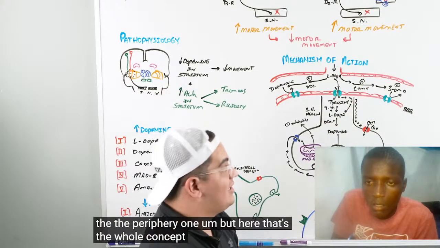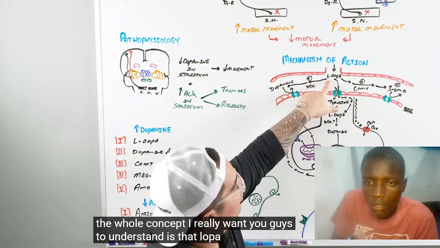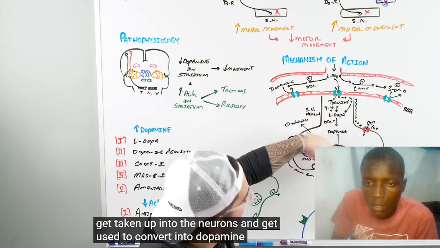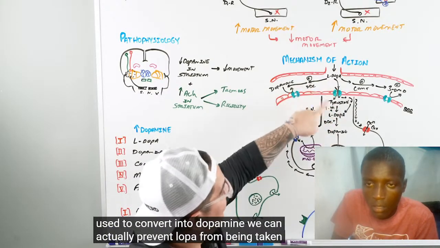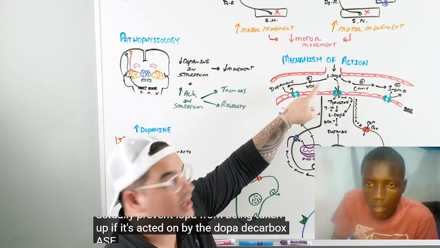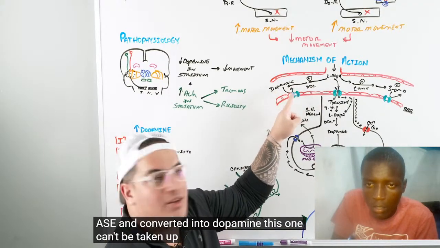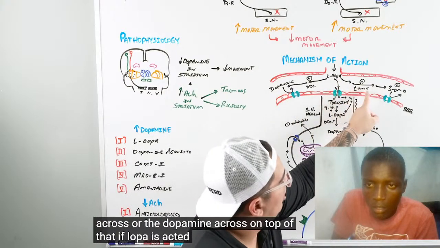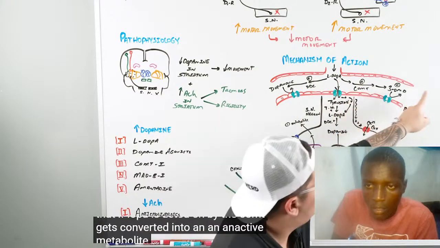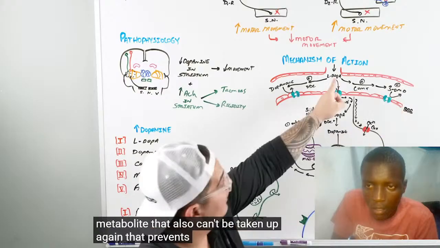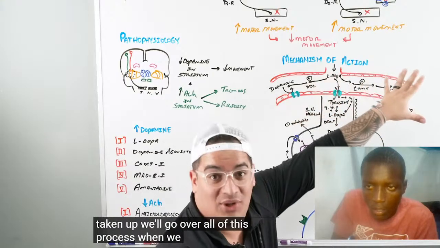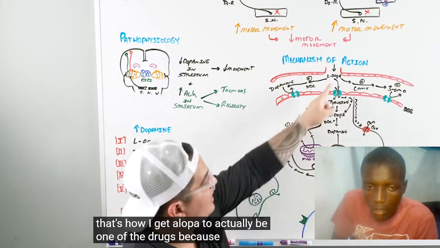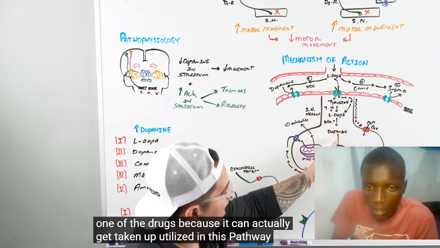But here's the whole concept I really want you to understand: L-DOPA is one of those primary drugs that can actually get taken up into the neurons and converted into dopamine. We can prevent L-DOPA from being taken up if it's acted on by dopa decarboxylase and converted into dopamine. This one can't be taken up. So now I have no ability to get the L-DOPA across or the dopamine across. On top of that, if L-DOPA is acted on by COMT, it gets converted into an inactive metabolite that also can't be taken up. Again, that prevents L-DOPA from getting taken up. We'll go over all of this process when we talk about levodopa by itself. But that's how I get L-DOPA to be one of the drugs, because it can get taken up and utilized in this pathway to make dopamine.